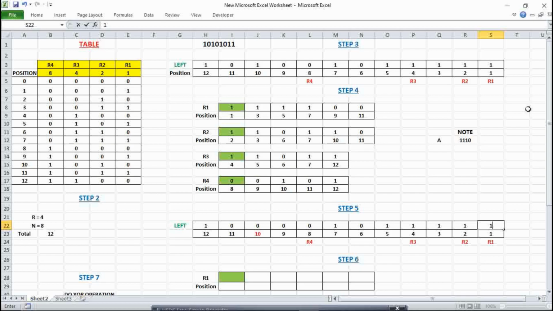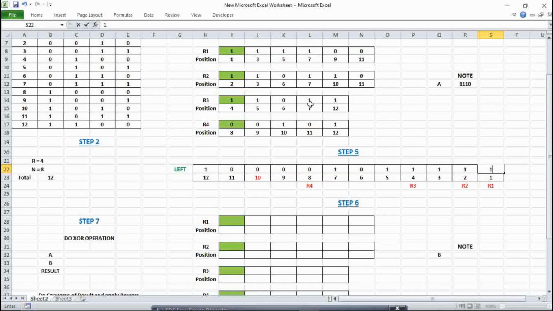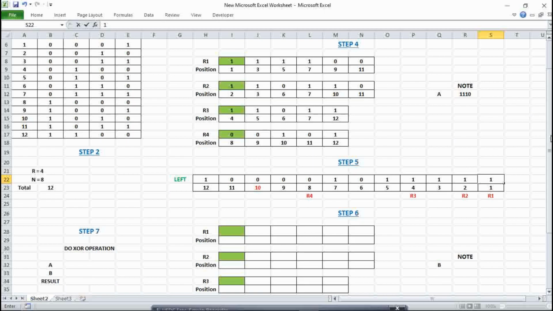Now look, coming to this step 6 table, you don't need to remake the step 2 table. You need to only copy this step 4 table, because the error was only at the 10th bit. So where it is the 10th position value, we will only make changes on that.